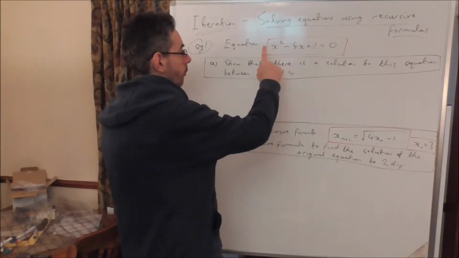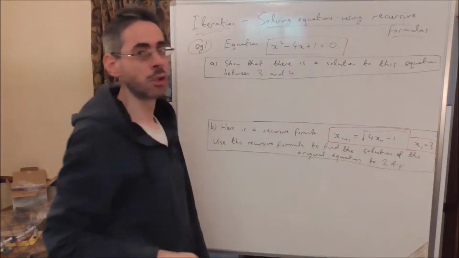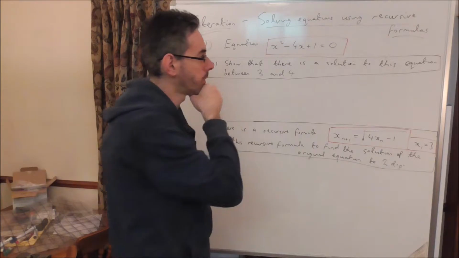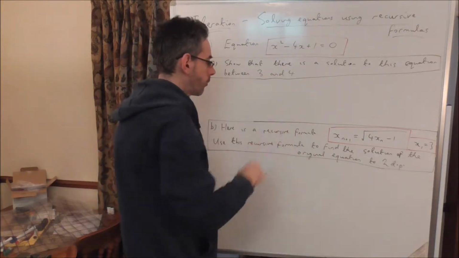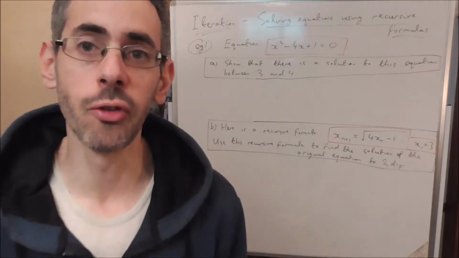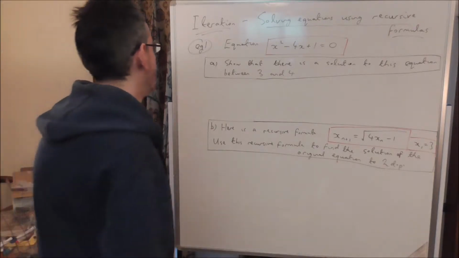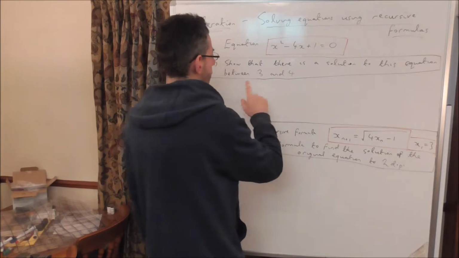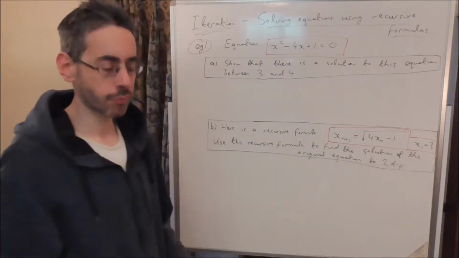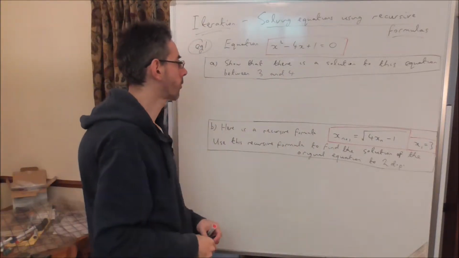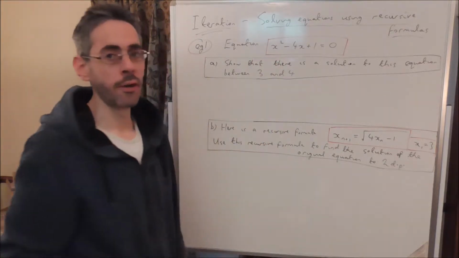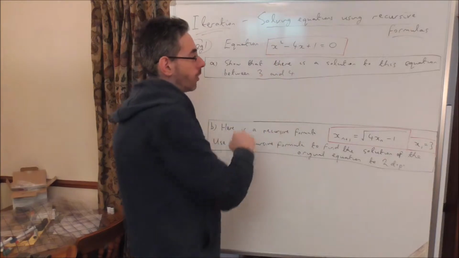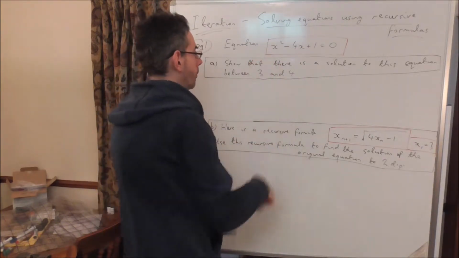So here's the equation: x squared minus 4x plus 1 equals 0. There are lots of ways of solving these sorts of equations, but this question is about solving it using a recursive formula. Part A says show that there is a solution to this equation between 3 and 4. So how can we show there's a solution somewhere between 3 and 4? Well, we could put 3 into this expression on the left hand side and see what happens, or we could put 4 in and see what happens.